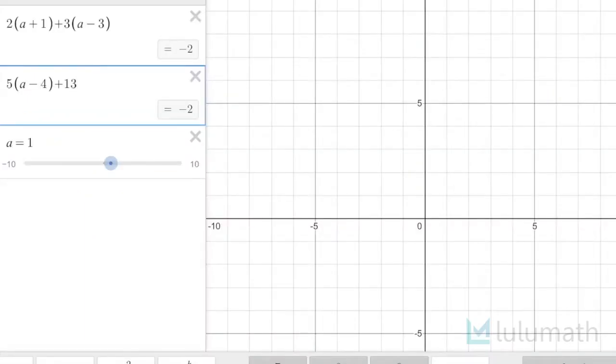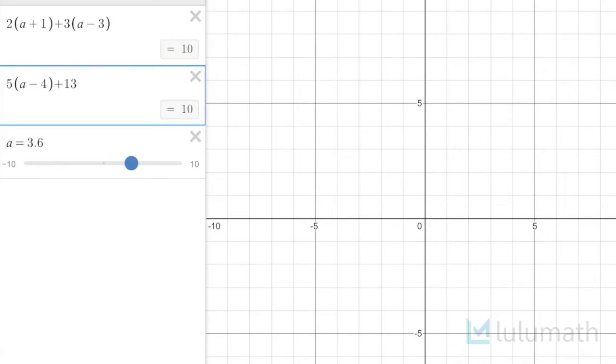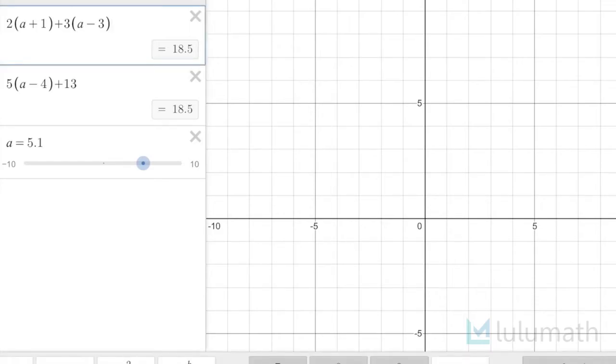So does that mean that Desmos just knows that a equals 1 is the answer? Well, let's see what happens if we change the value of a. So instead of a equals 1, I'm just going to randomly slide this over and see what we get. So now we've got 5.1. And on the left side of the equation, I get 18.5. On the right side of the equation, I get 18.5 again, which means my two sides are equal to each other when a is 5.1, which means that 5.1 is also a solution.